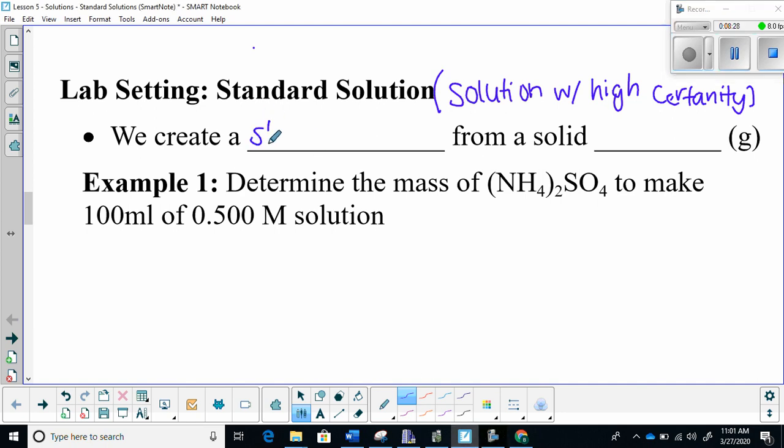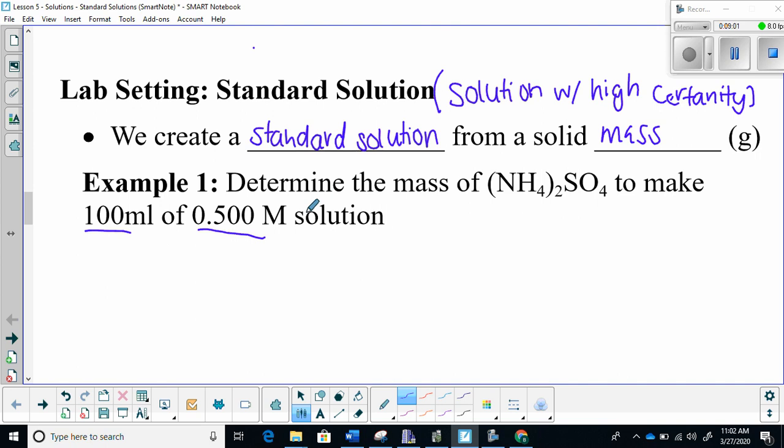So we create a standard solution from a solid mass. So basically, if we're in the lab and we want to create 100 milliliters of 0.5 mole per liter solution, we need to find out what mass we need. So we're going to calculate mass, and that's going to be the mass that we're going to dissolve so that we can have a certain concentration.